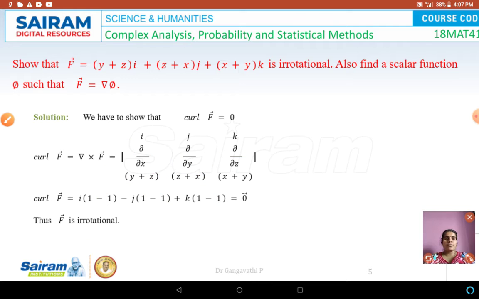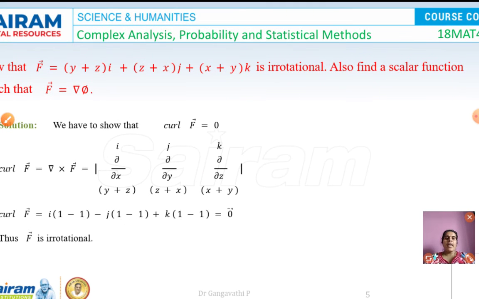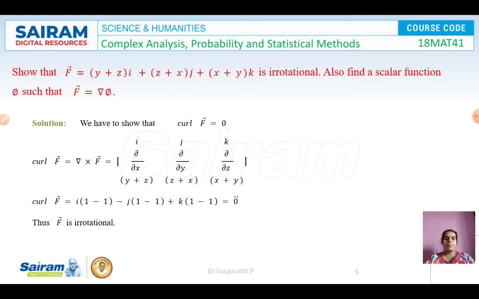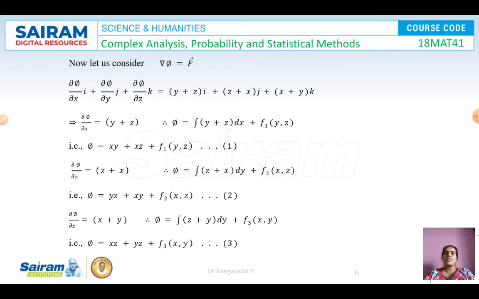So the first part of the problem is done. Now we have to do the second part of the problem, which is to find the scalar function such that vector f = grad phi. So consider vector f = grad phi. Here grad phi is nothing but ∂phi/∂x i, ∂phi/∂y j, ∂phi/∂z k cap. So we have to find phi, but on the other side we have vector f.